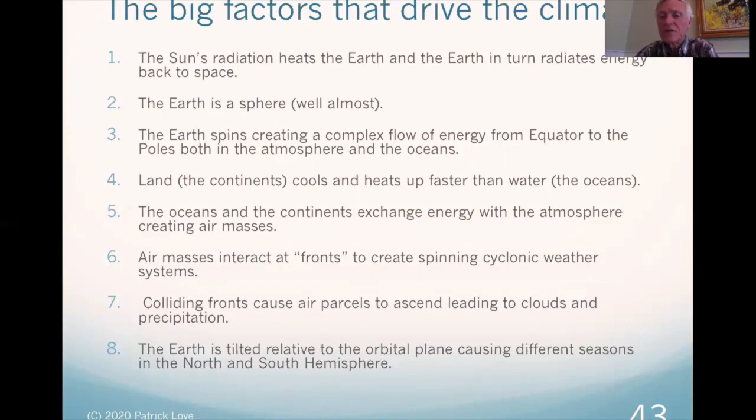Oftentimes those spinning systems lead to the generation of clouds and precipitation. And finally, of course, there's a large-scale moderation due to the seasons which are driven by the tilt of the earth. So that concludes our discussion of climate basics.